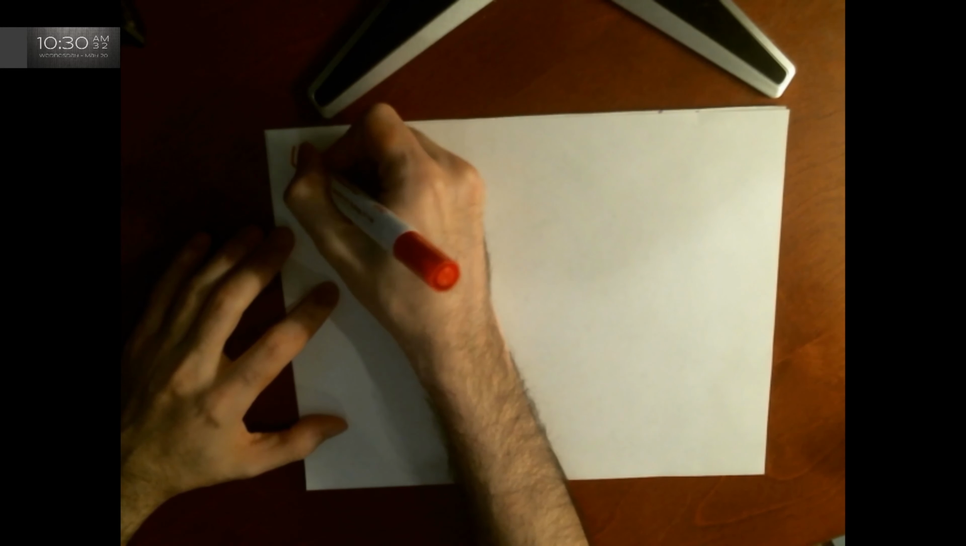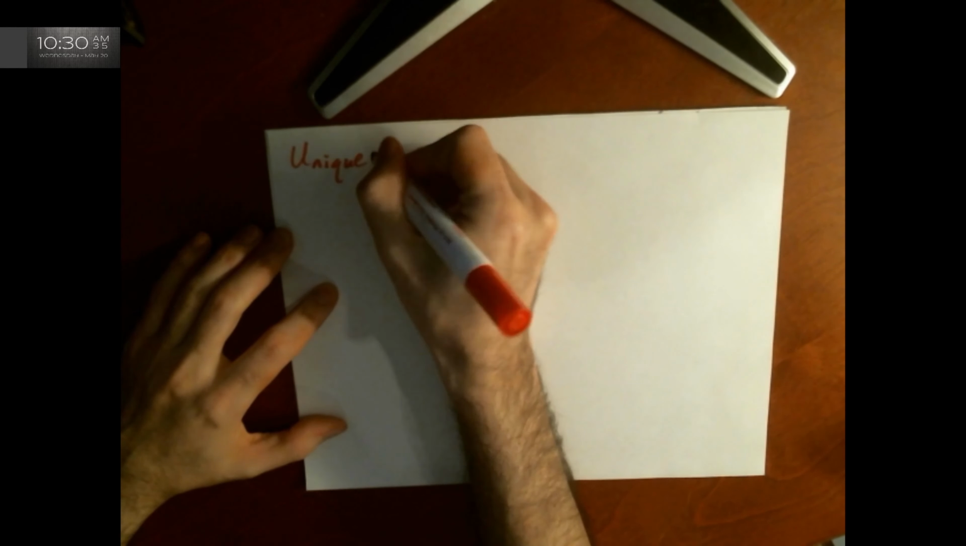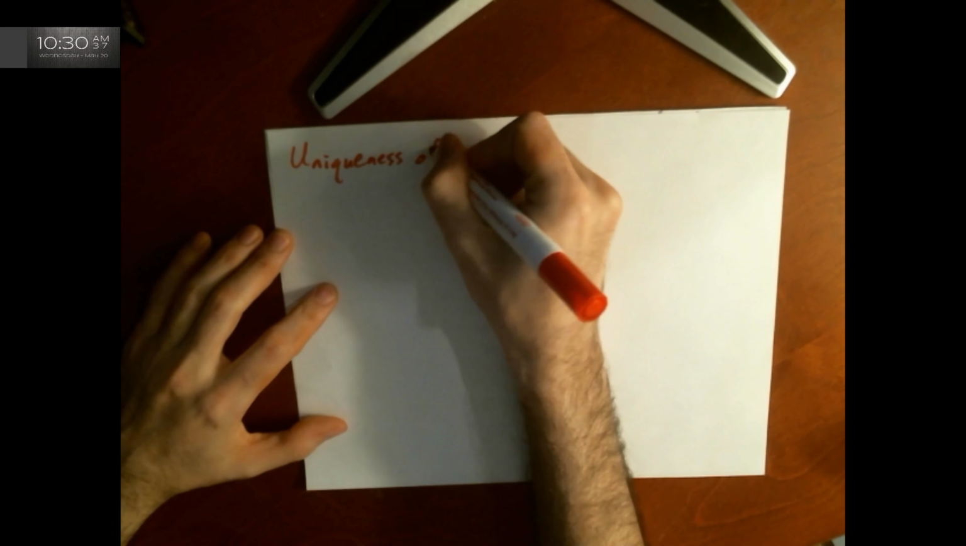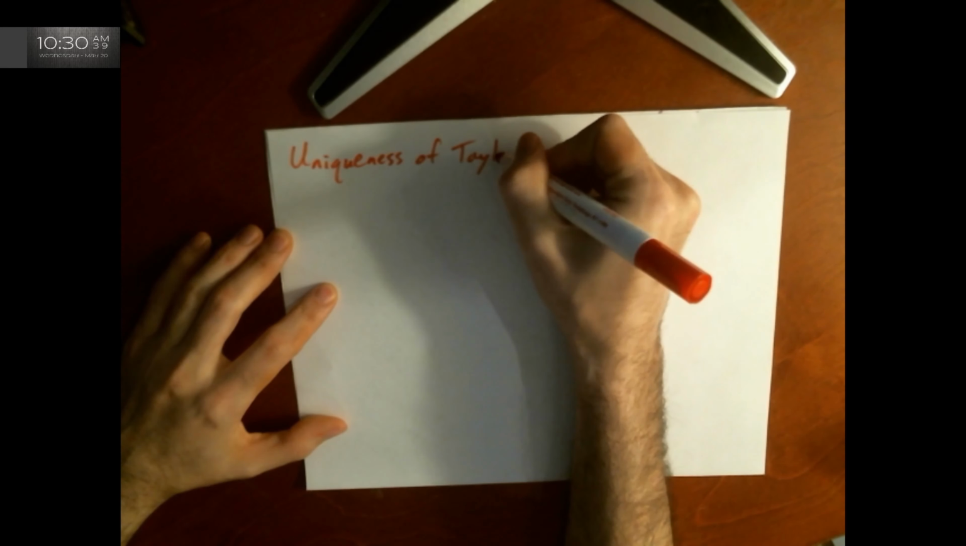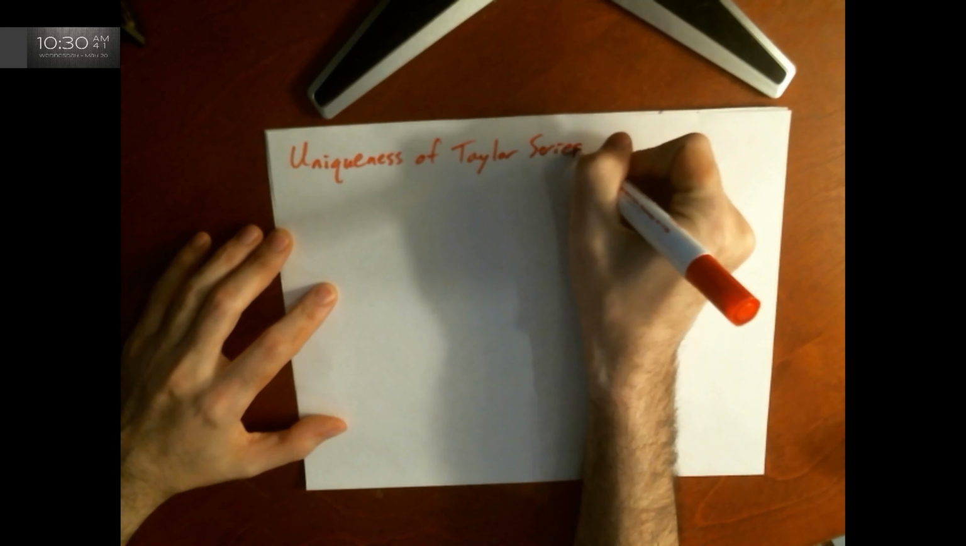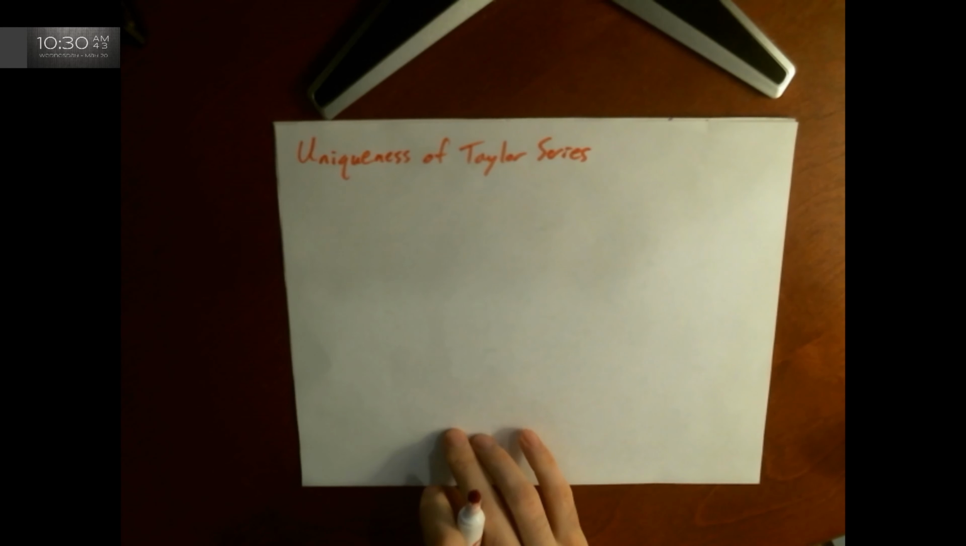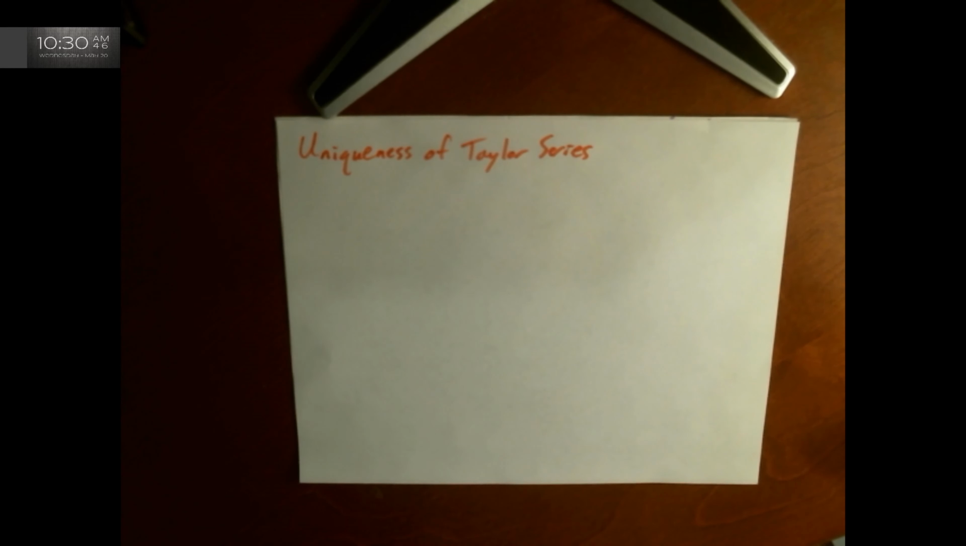First, proving the uniqueness of Taylor series. Technically, I suppose we should call this the uniqueness of convergent power series. But we know that that is the Taylor series. That's the point, right? So in practice, what you think of here is that Taylor series are unique.